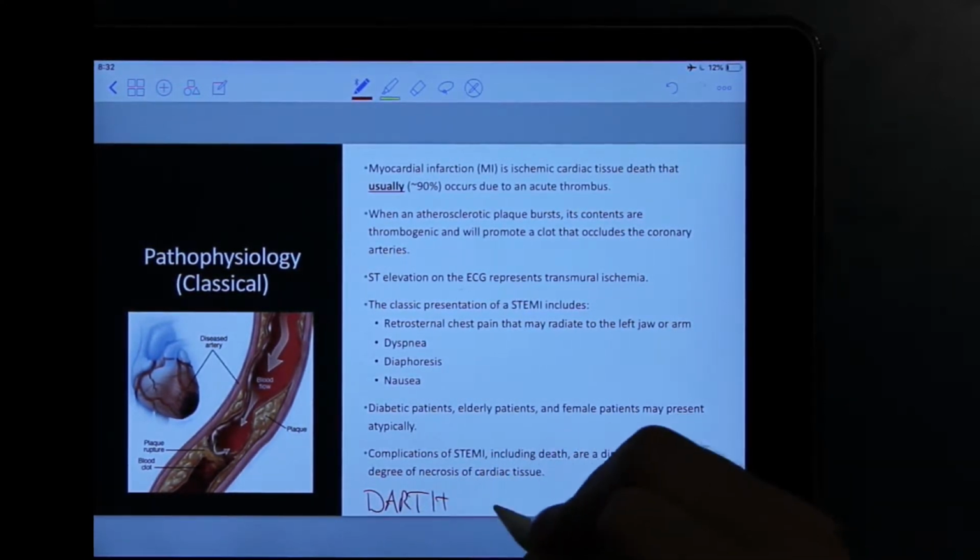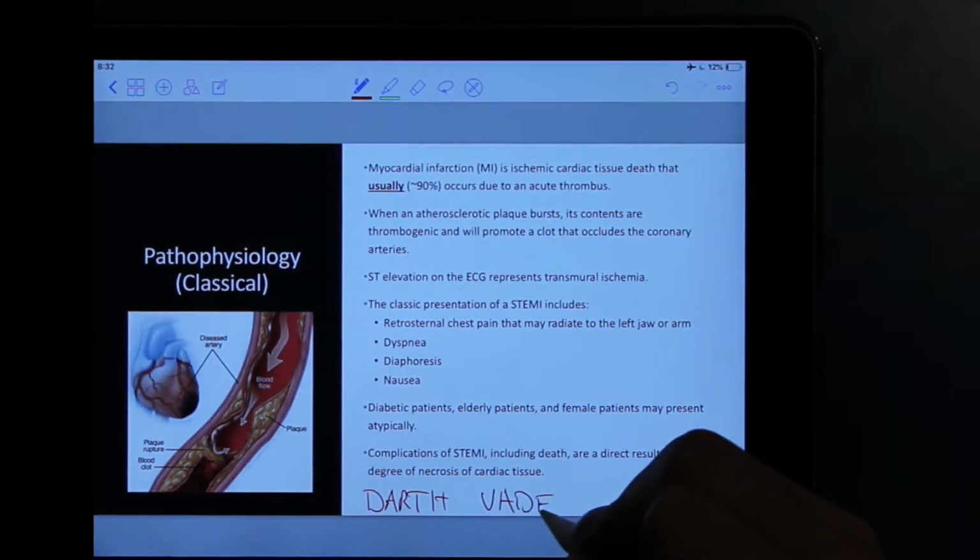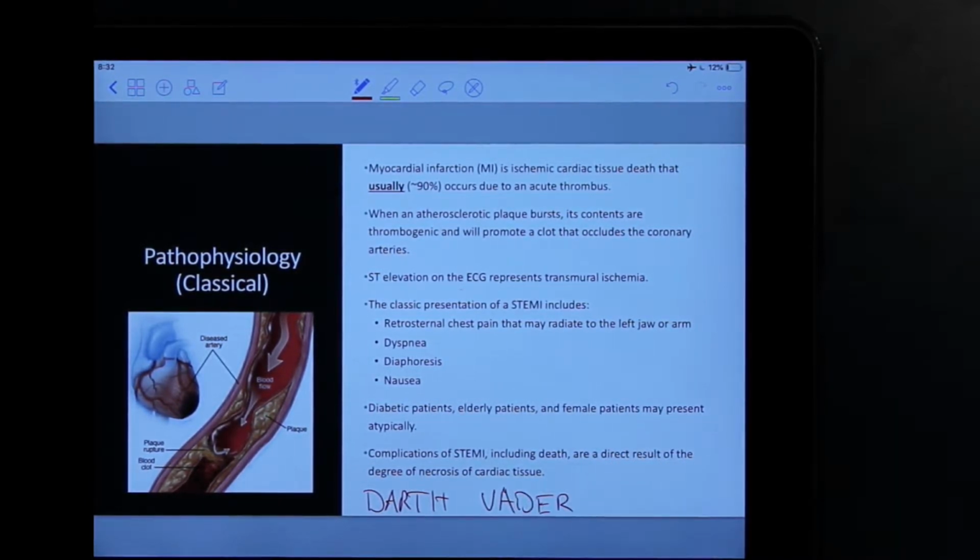And this is Darth Vader. So for all you Star Wars fans out there, this may be easy and help you remember some of the complications. D stands for death, A is arrhythmia, R is rupture, T is tamponade, H is heart failure, V is valve disease, A is aneurysm of the ventricle, D is Dressler syndrome, E is embolism, and R is recurrence of myocardial infarction.